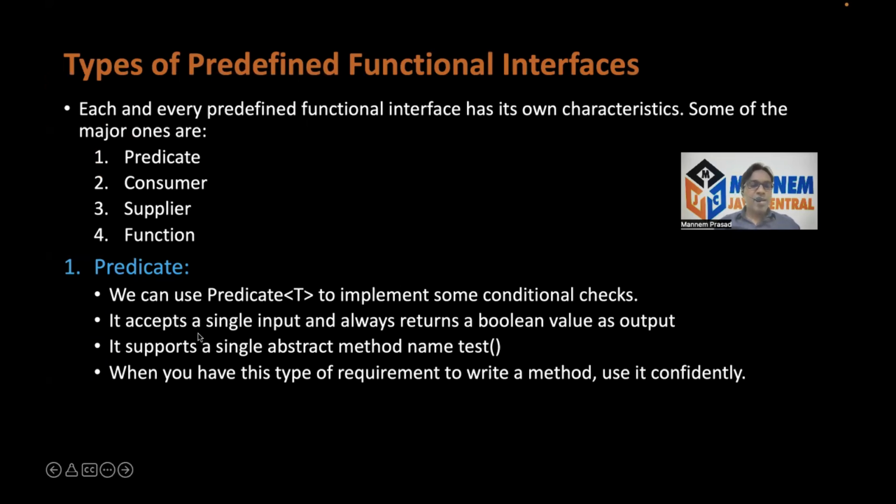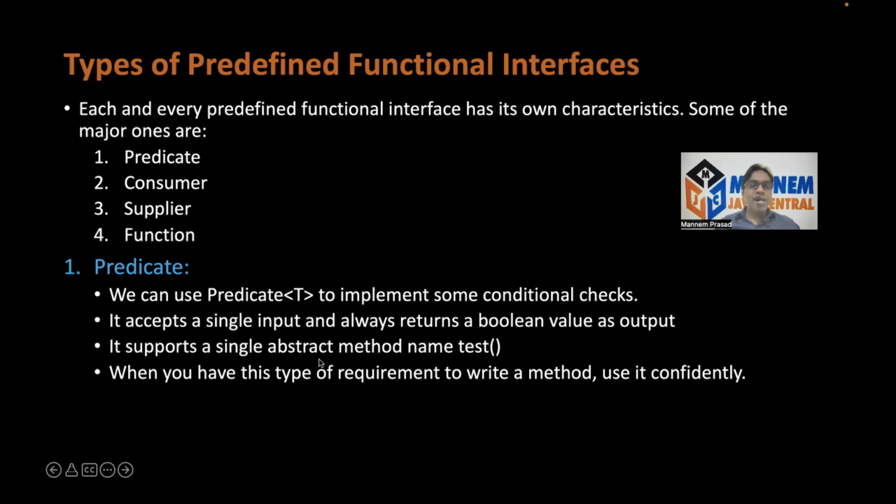Next, it accepts a single input and always returns a Boolean value as output. So we can provide a single input to the Predicate. After taking that input, Predicate returns either true or false. If Predicate returns true, we execute some set of statements. If Predicate returns false, we execute some other set of statements. In order to provide input, Predicate has one method called test.